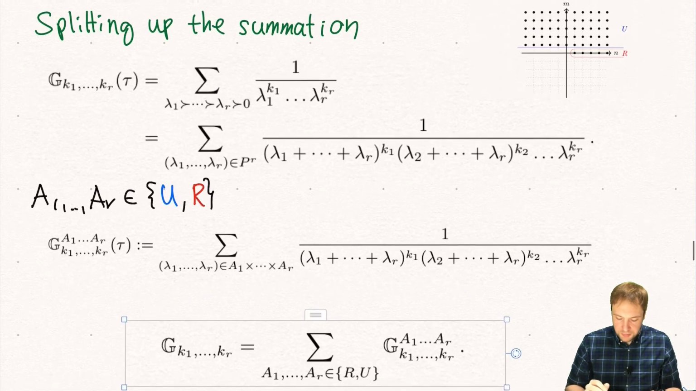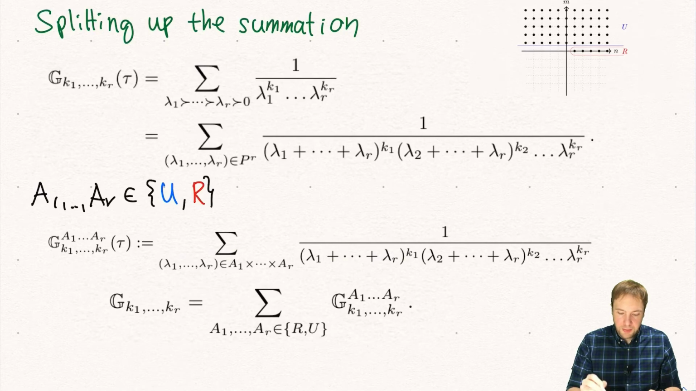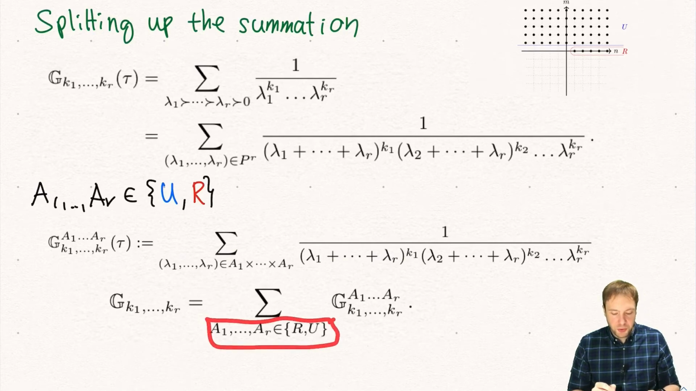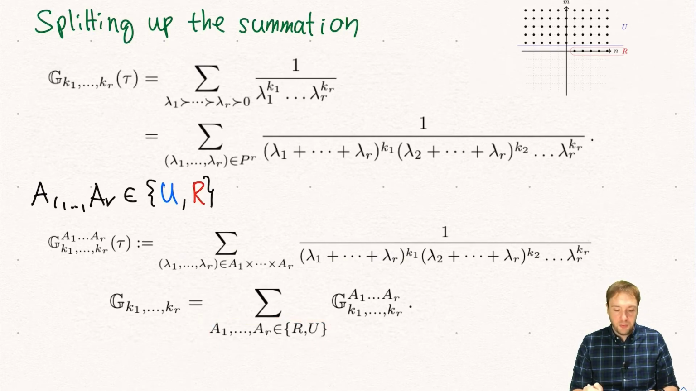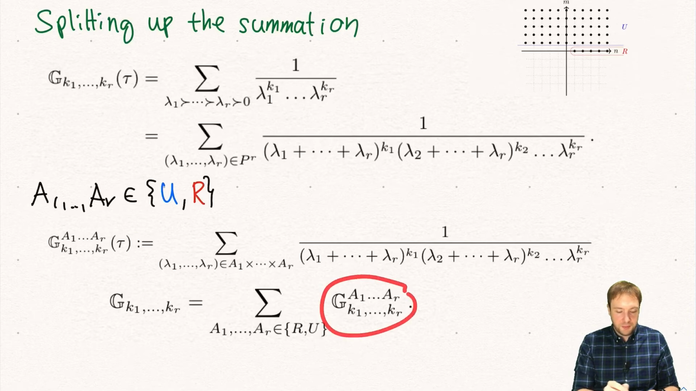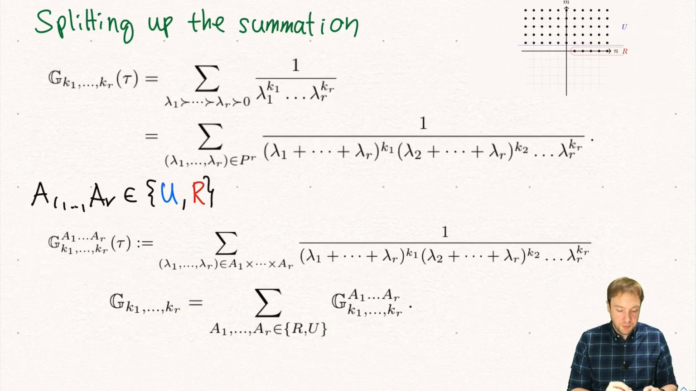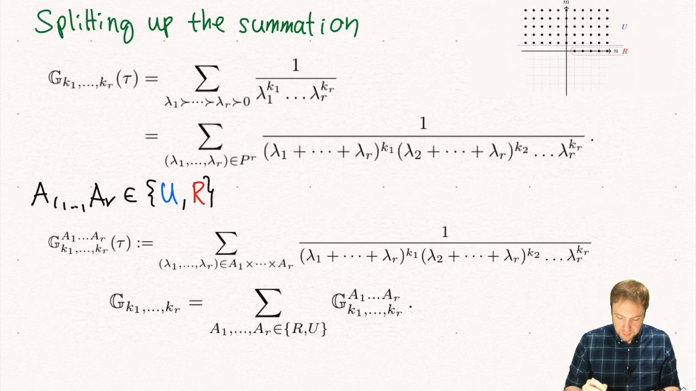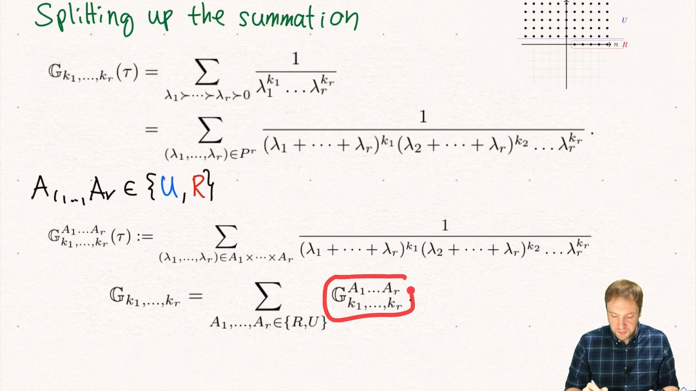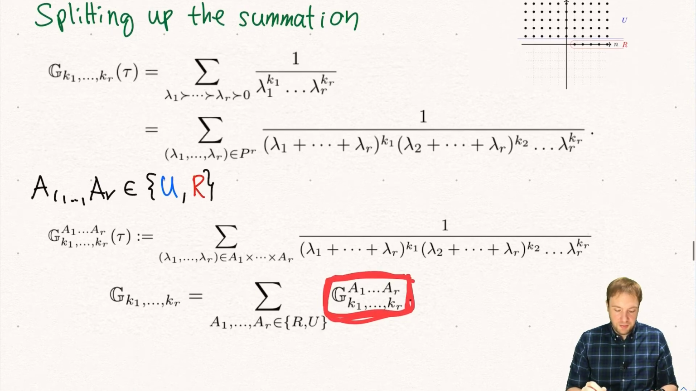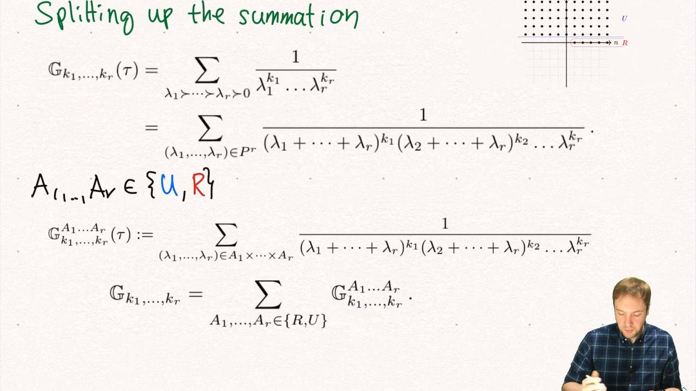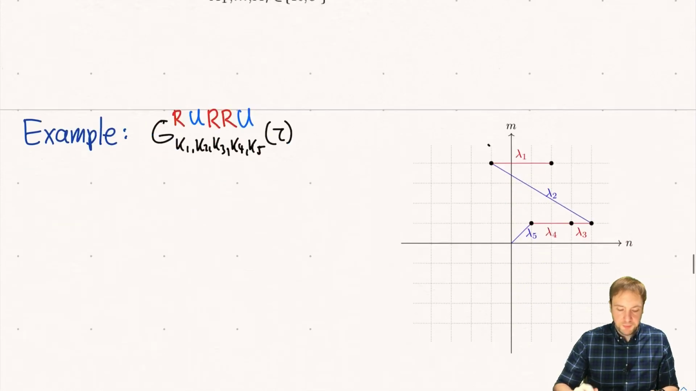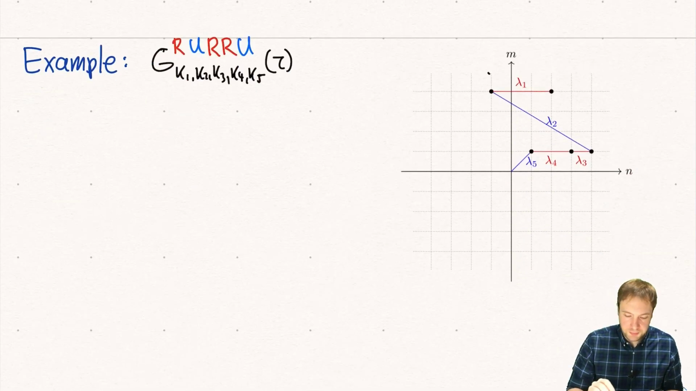And therefore, in total, if we take the sum over all possible choices of these a's to be R or U, of these partial sums, we get exactly back our multiple Eisenstein series. Okay, and we want to consider these terms separately, and to calculate the Fourier expansion. But first, one example to make this clear.